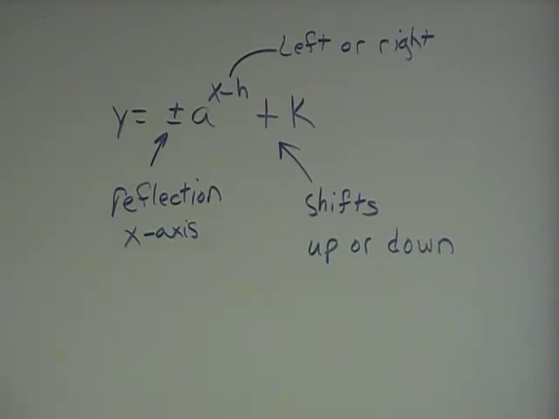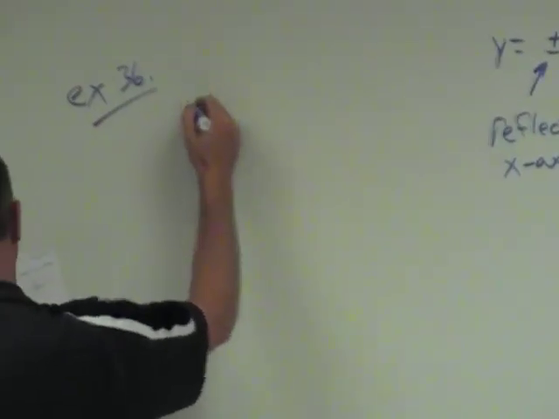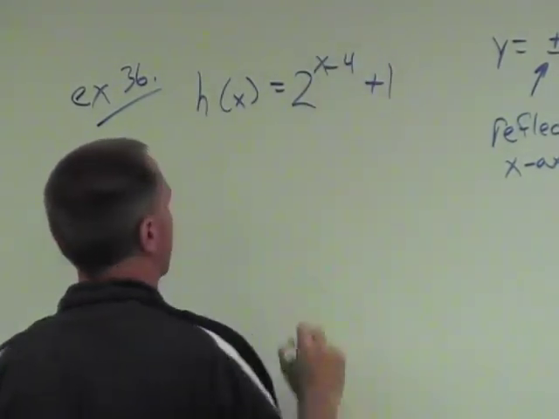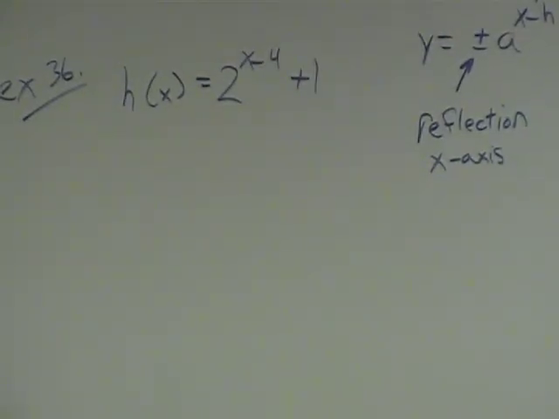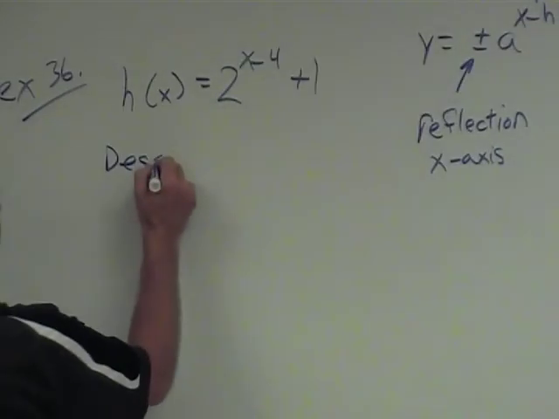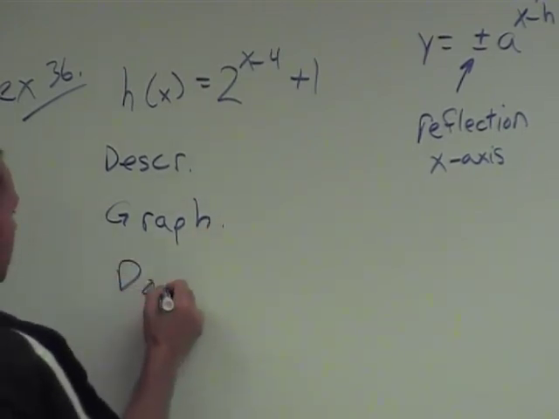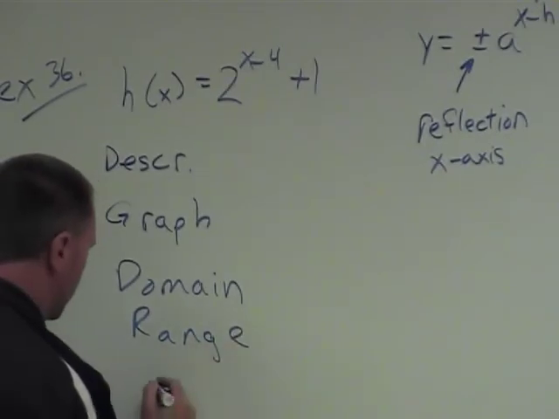All right, so everybody do this one without your calculator. This is example 36. Let's see if you can do it. H of x equals 2 to the x minus 4 plus 1. I want a description of what's happening. I want you to graph it. I want the y-intercept, domain, range, and asymptote. So, description, graph, domain, range, and the asymptote.